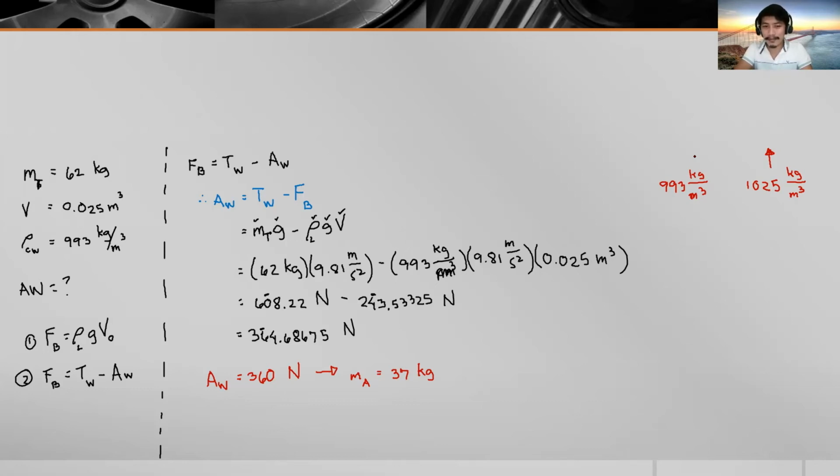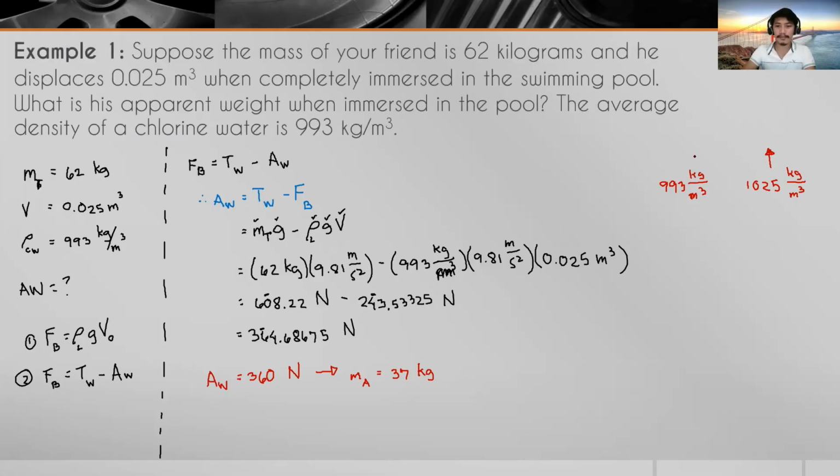Okay? I hope I am making myself clear. Doon sa Dead Sea, di ba? Dali na kayong makalutaw dito sa Dead Sea, because of the direct relationship between buoyant force and density. Okay, let's have another example.